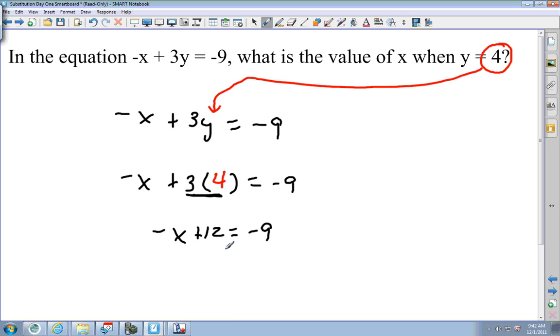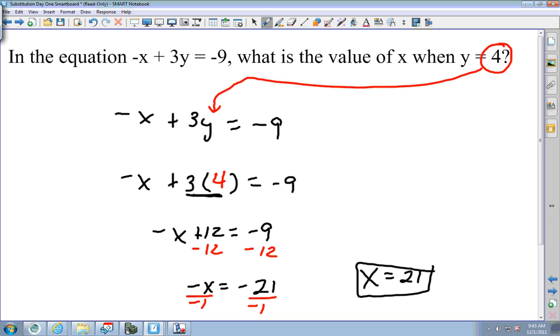What do I need to do to solve for x? Subtract 12 from each side. Negative x equals negative 21. Divide by negative 1. X equals 21. Okay. Now we're not solving systems by substitution yet. We're just practicing substituting in a number and getting our answer.